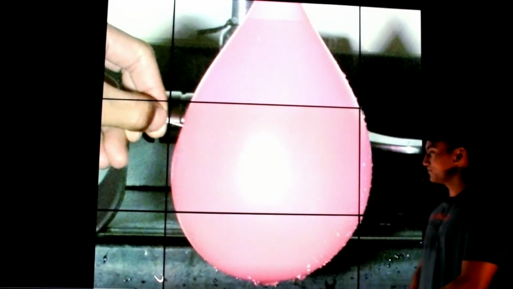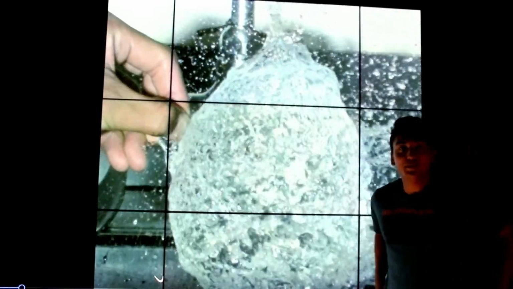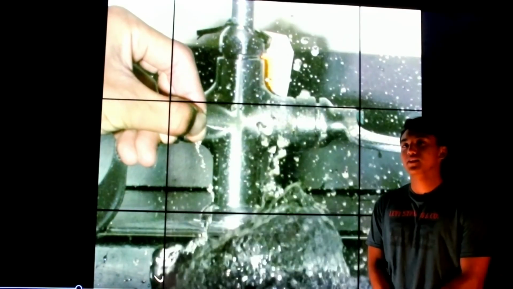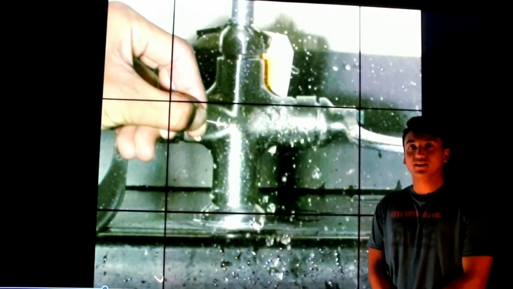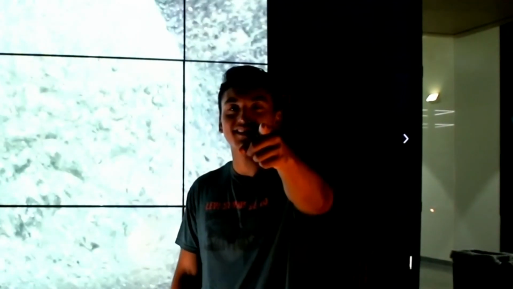Let's see what happens. Wow, would you look at that? The balloon exploded. So the force is acting on it, the balloon's gone, so the force of gravity causes it to fall down, and there's nothing holding it on the sides, so it causes it to flare out at the same time. Science is amazing and fun, and I hope to see you guys in the STEM field soon.